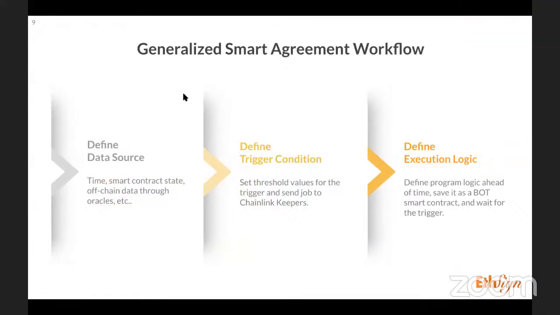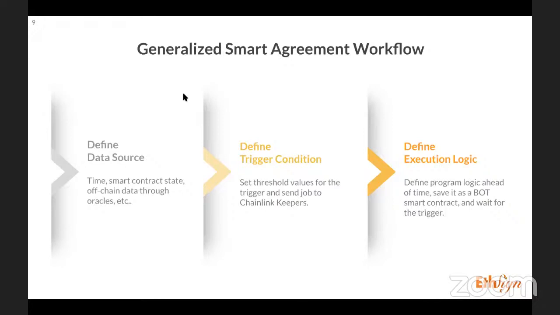Here we present a generalized smart agreement workflow that mostly breaks down into 3 steps. First, we need to define a data source where live data is pulled from. The data source can be either on-chain or off-chain, as we use Chainlink oracles to fetch off-chain data. And also, we are probably going to use Gelato KP3R, not just Chainlink keepers.